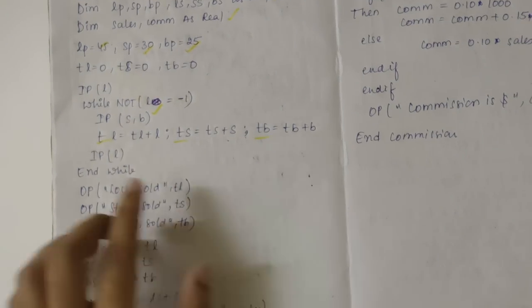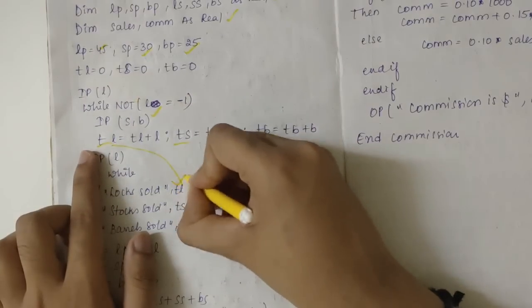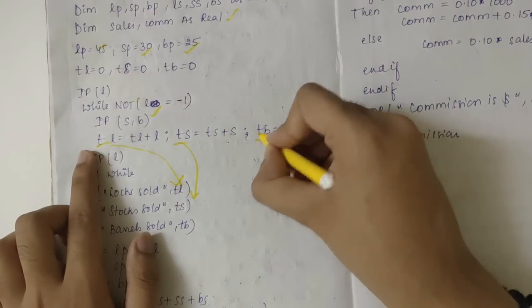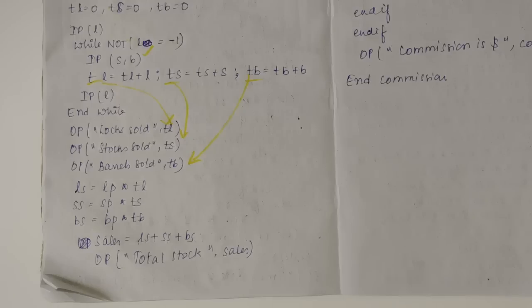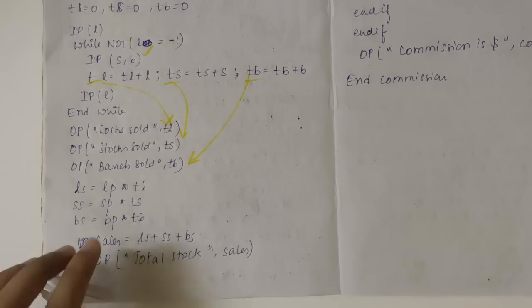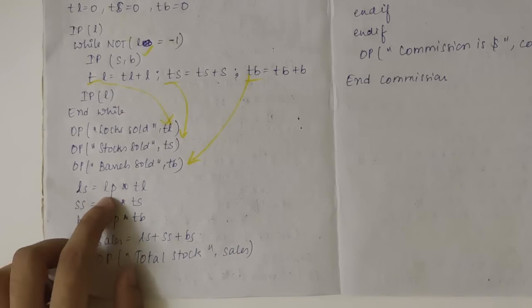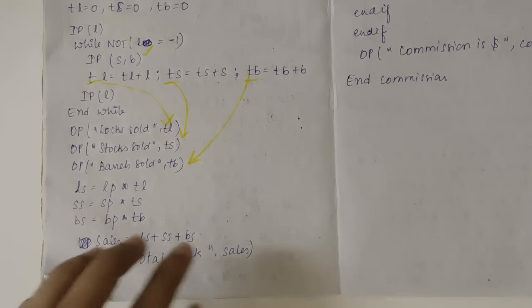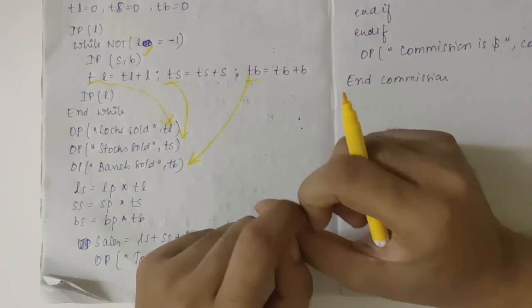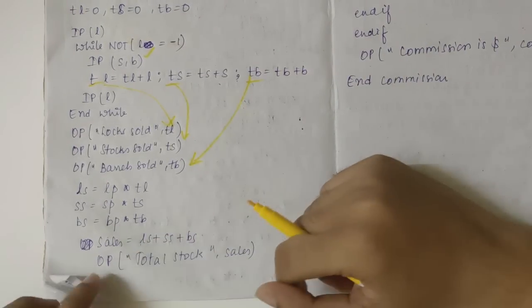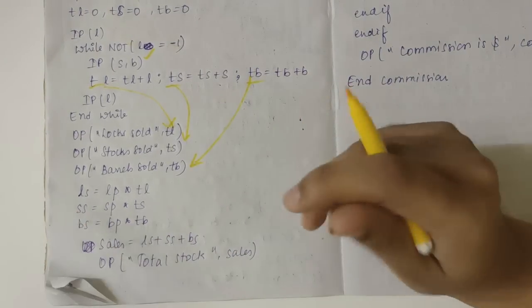After that, I print total locks, whatever total locks are present here. Total stocks and total barrels are printed the same way. After printing these values, I calculate the total sales. Lock sales is equal to lock price times total locks. So we take the price of each lock and multiply it by total locks to get the lock sales. It goes the same for stock sales and barrel sales.